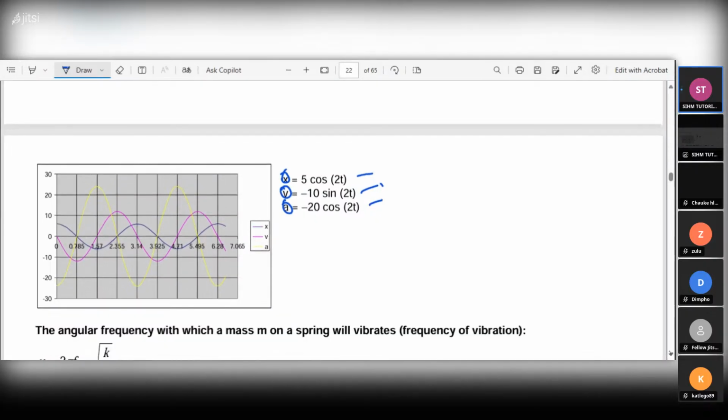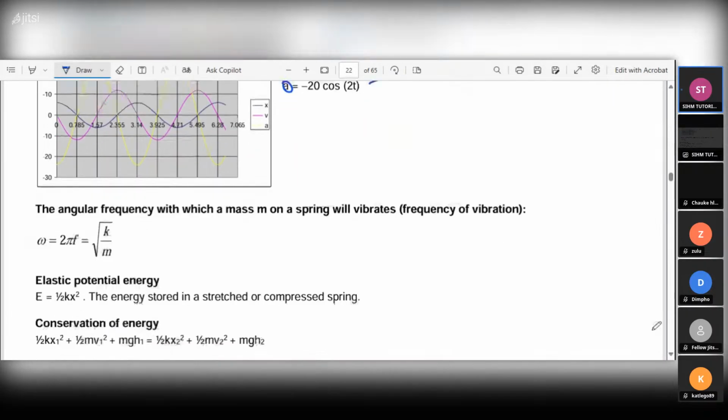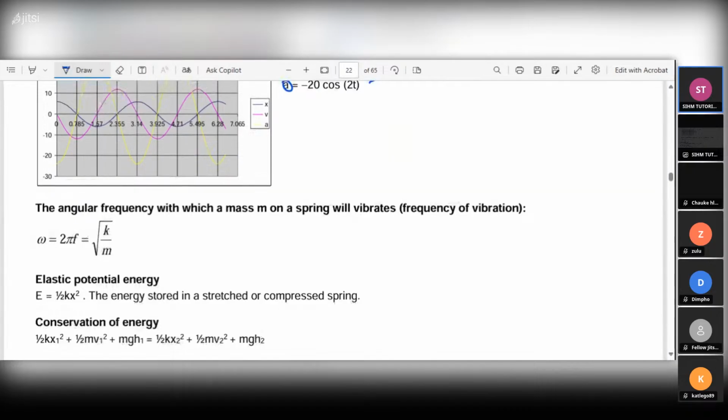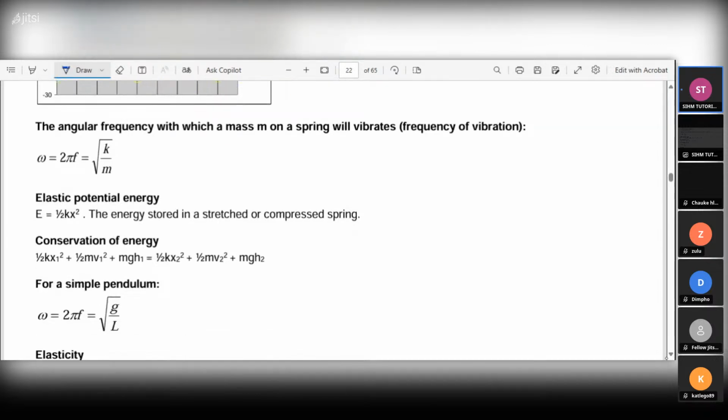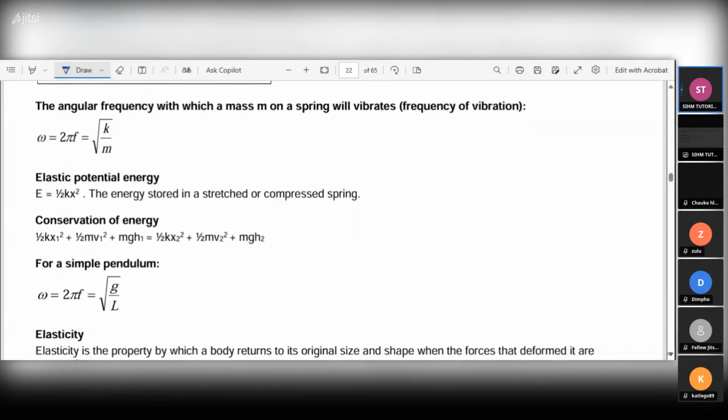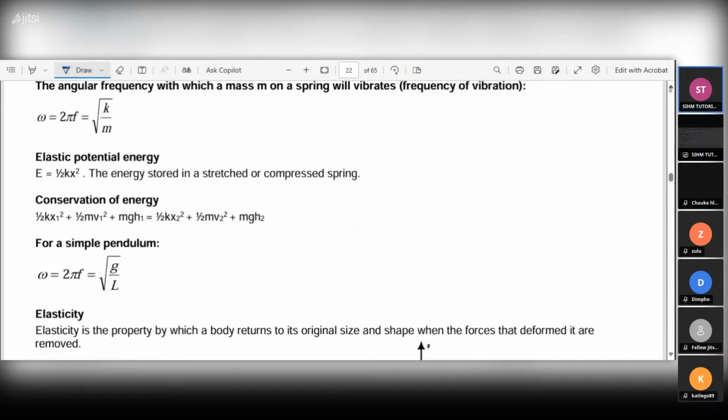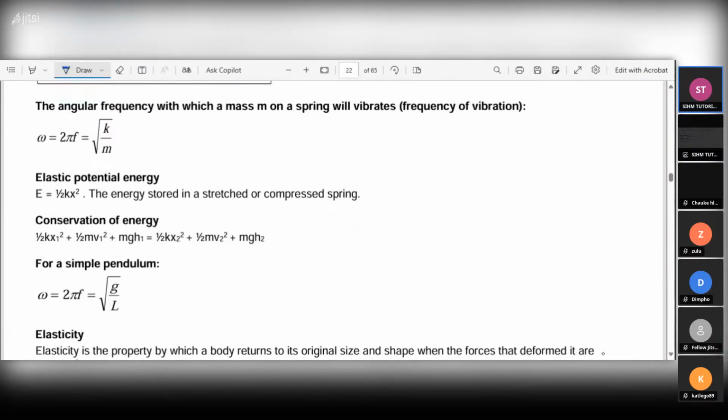Before we can continue, any questions on the equation? Okay, I'll take it as no.